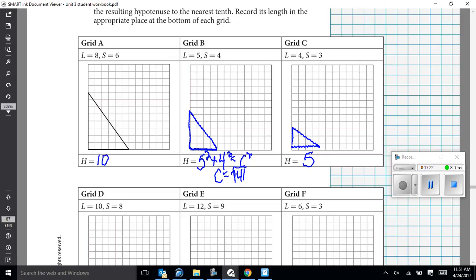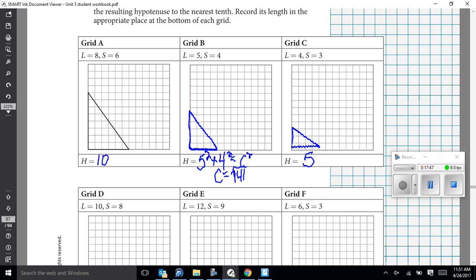Then what's the scale factor to get from this triangle to this triangle? So to get from 5 to 4, what do we multiply by? And then from 4 to 3, is it the same thing? No. All right, what about A and C? Are A and C similar?